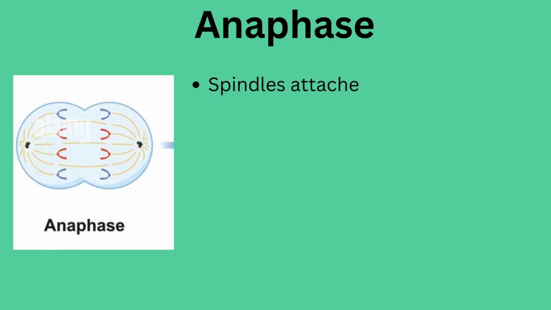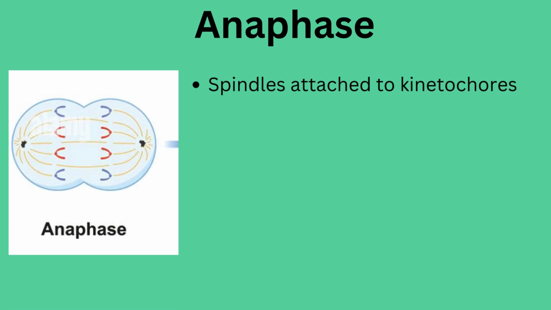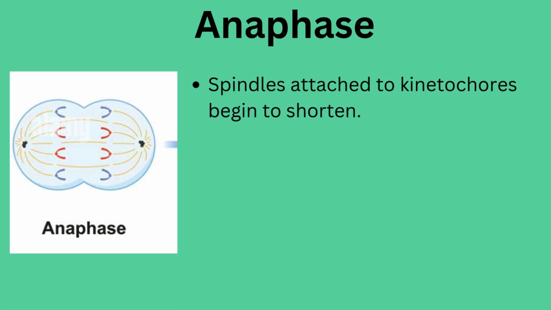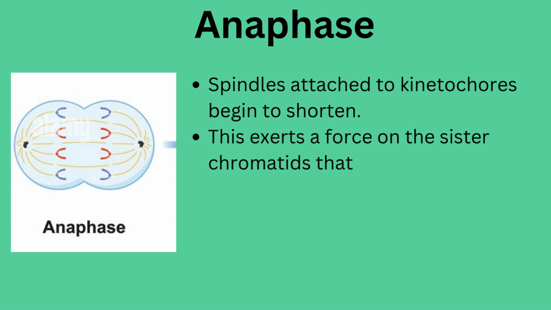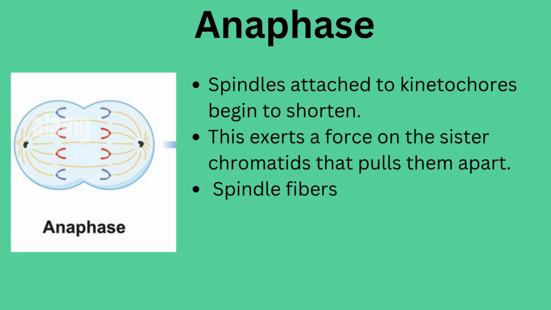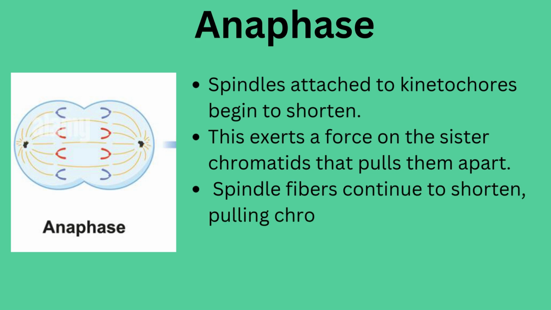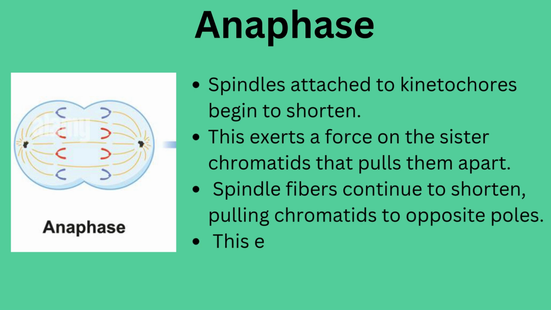During anaphase, the centromere splits, allowing the sister chromatids to separate. Spindles attached to the kinetochore begin to shorten. These exert a force on the sister chromatids that pulls them apart. Spindle fibers continue to shorten, pulling the chromatids to the opposite poles. This will ensure that each daughter cell will get identical sets of chromosomes.